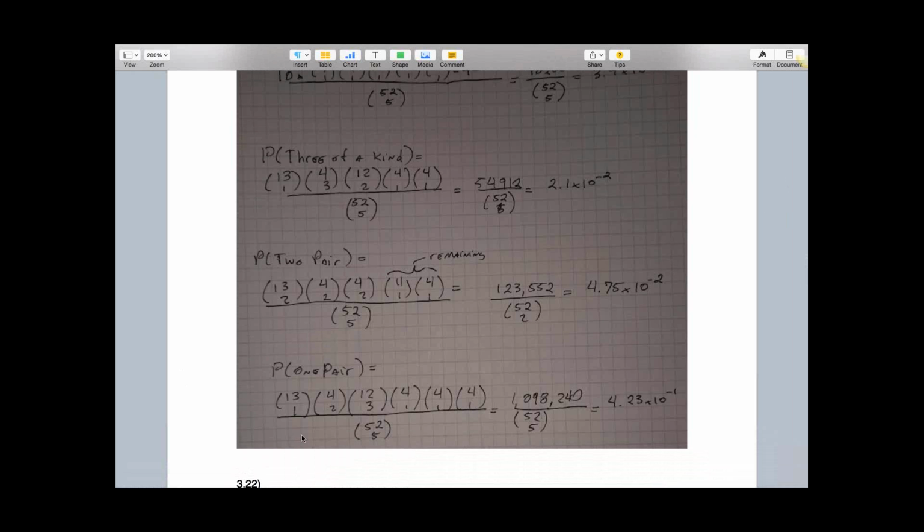Yes. 13 choose 1 says pick the face value for the pair. 4 choose 2 says pick the 2 cards out of the 4 for that face value. Right? So if we say kings from the first 13 choose 1, 4 choose 2 says take the hearts and the spades, kings. And then 12 choose 3 says choose 3 of the remaining face values, of the 12 remaining face values, and then they can be any suit. So you got 3 4 choose 1s there. So that looks right.